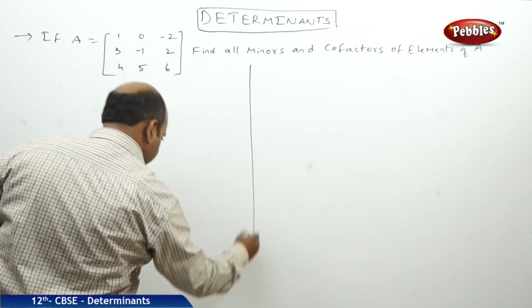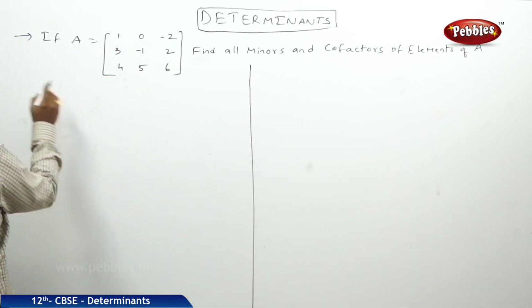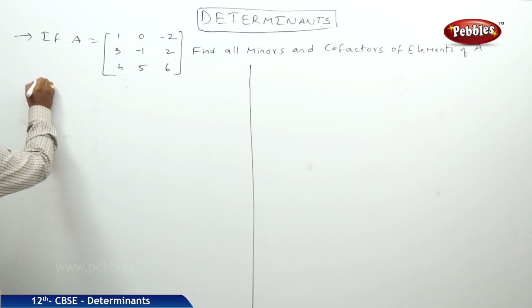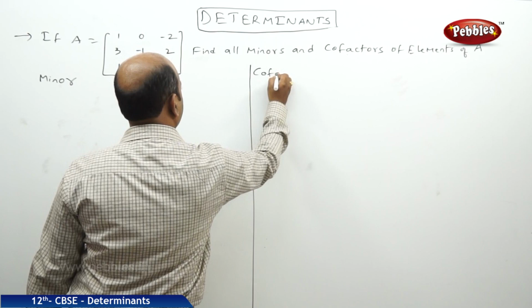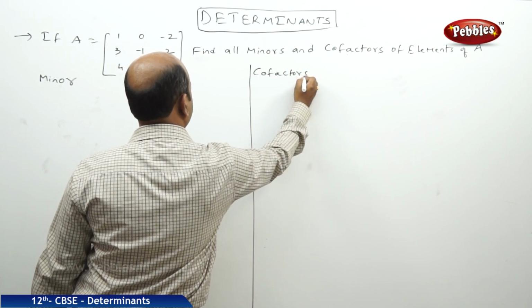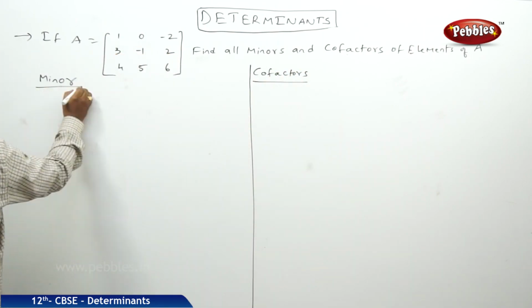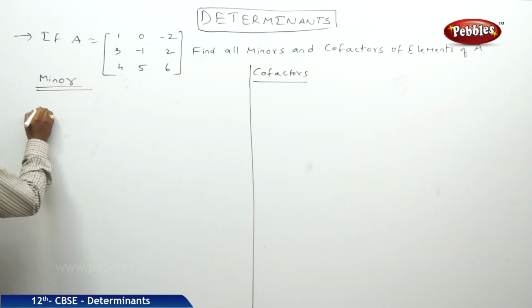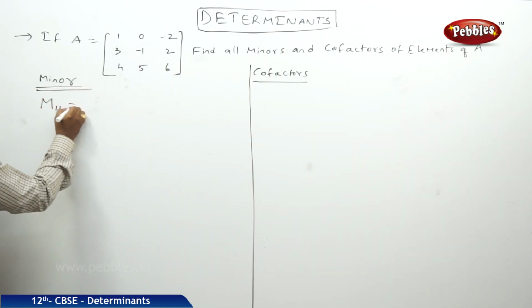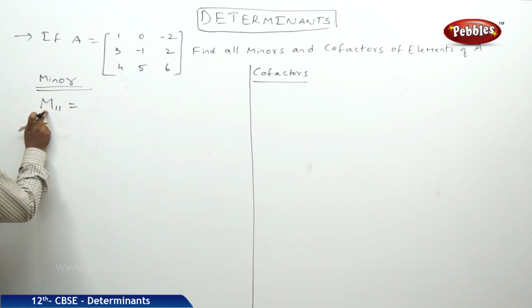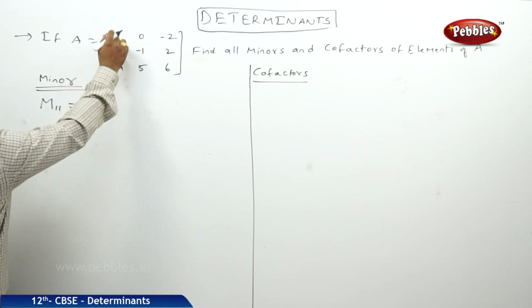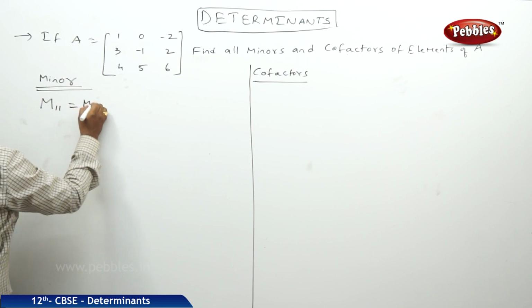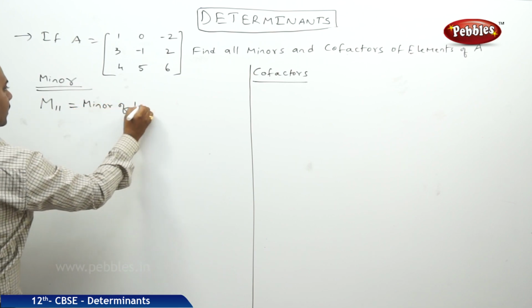What I will be doing means, here I will be writing minors, and here I will be finding out cofactors, right? Here M11, that M11 means I indicate minor as capital M, 11 means the element of first row and first column. So M11 means minor of 1.